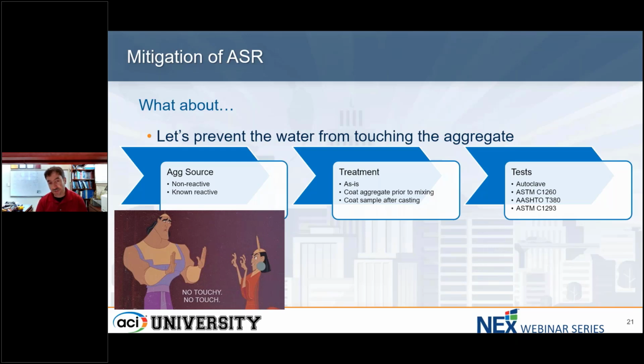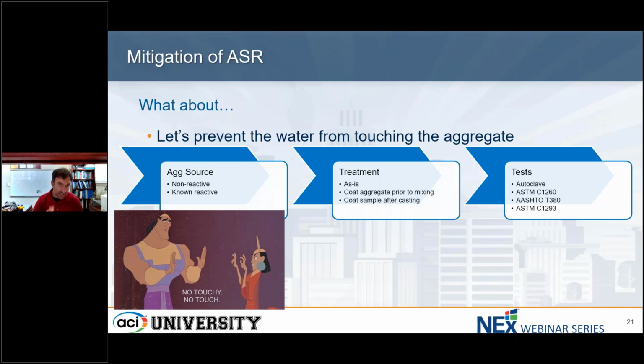So in this study, we took known non-reactive aggregates and known reactive aggregates, mixed them, made concrete samples, and did 4 different ASR tests. What we did with the aggregates was nothing as one test case. We coated the aggregates themselves prior to mixing with that silane compound. So what we did is almost coat or protect the concrete from the inside out.